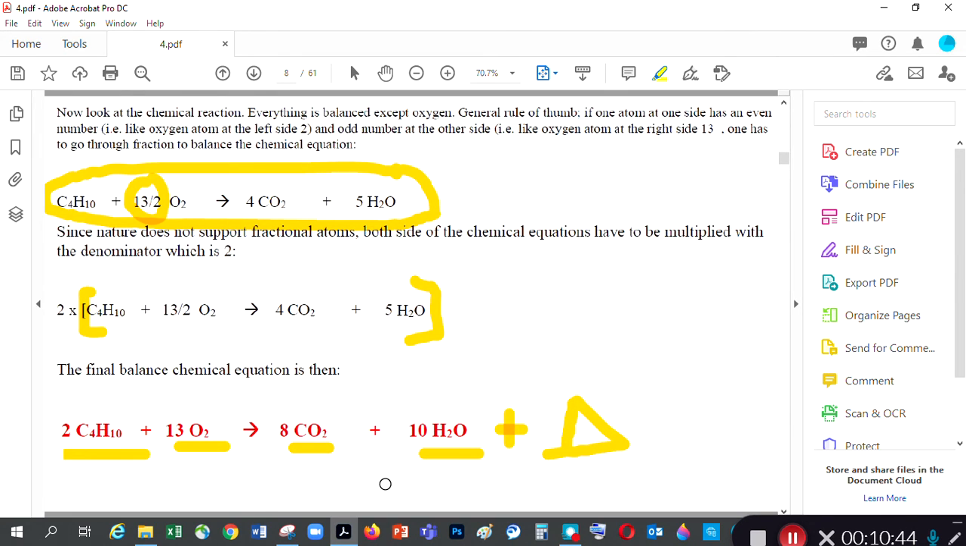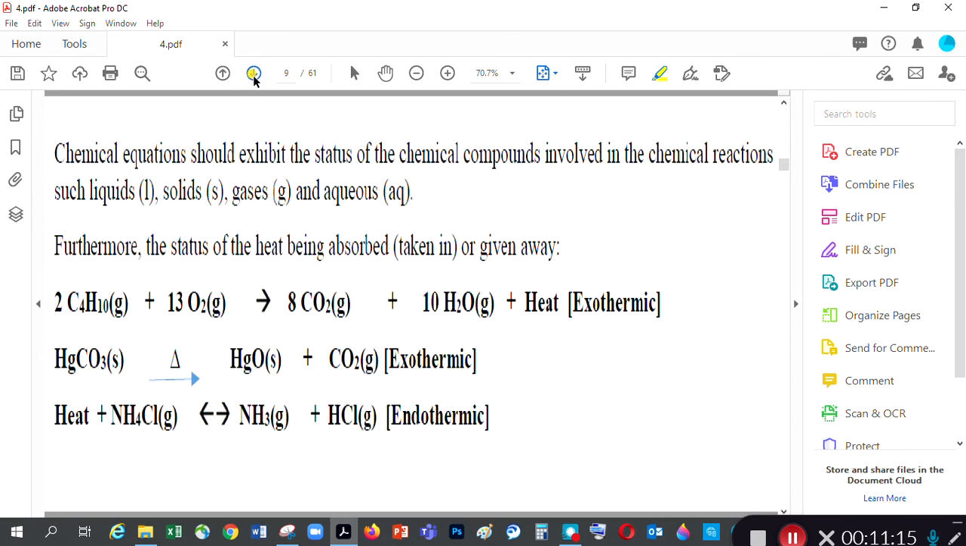Okay, so now you can verify it. You have 2 times 4, 8 carbon, and here you have 8 carbon. That's correct. Carbon is okay. You have 10 multiplied by 2, 20 hydrogen, and here you have 10 multiplied by 2, 20 hydrogen. Hydrogen is balanced. You have 13 multiplied by 2, 26 oxygen. Here you have 16, and here you have 10. So this is 26, and oxygen is balanced. This is the correct balancing of this chemical equation.